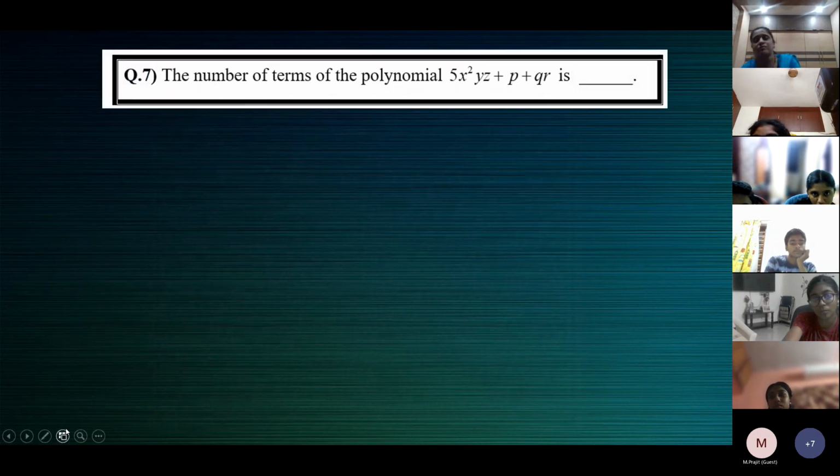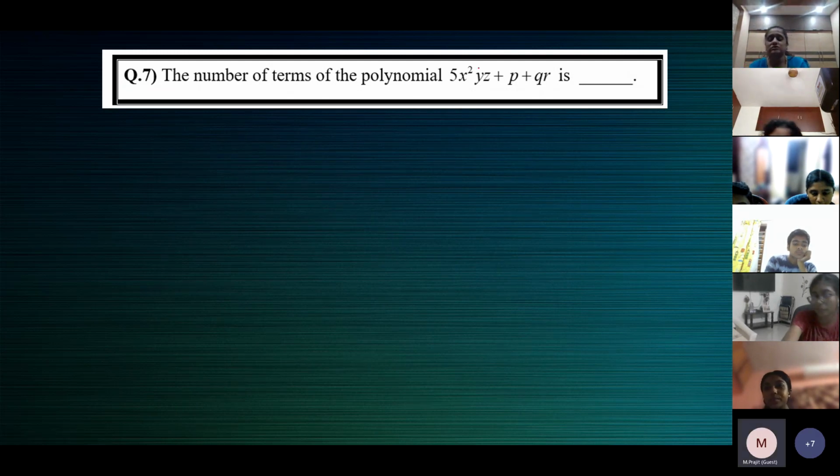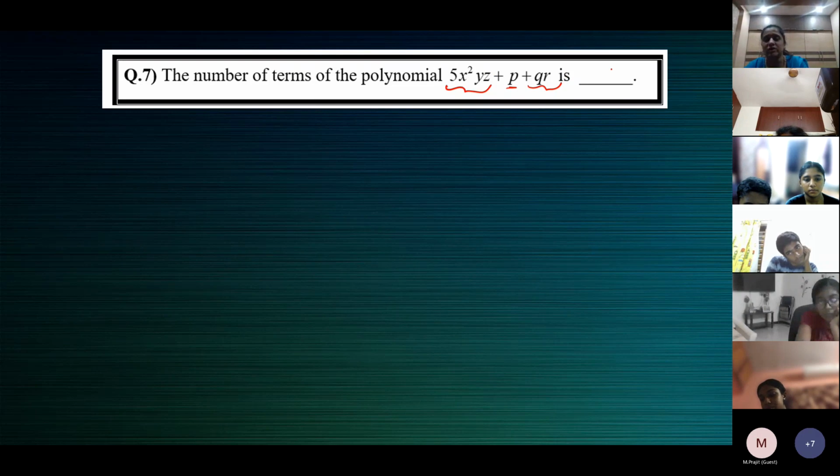The number of terms of the polynomial. How many terms are there? 3, ma'am. 1, 2, 3 terms. So the number of terms of the polynomial, this one is 3.